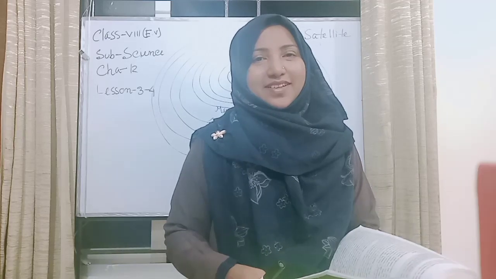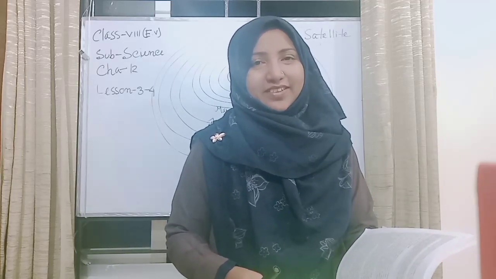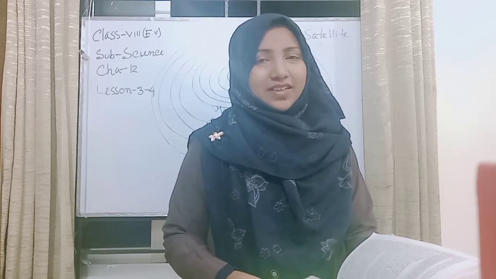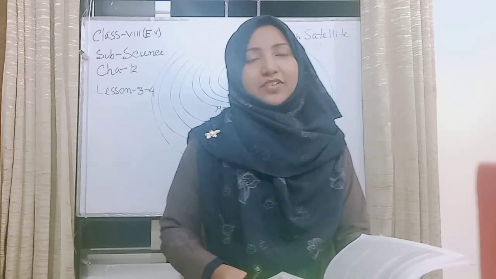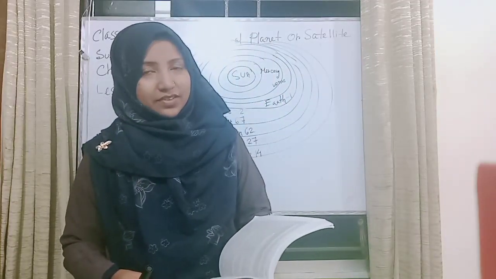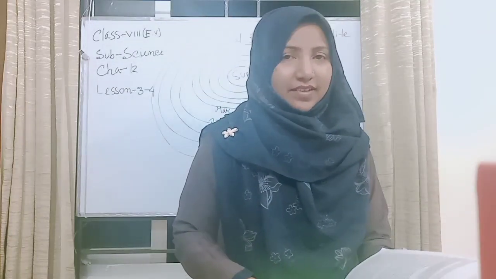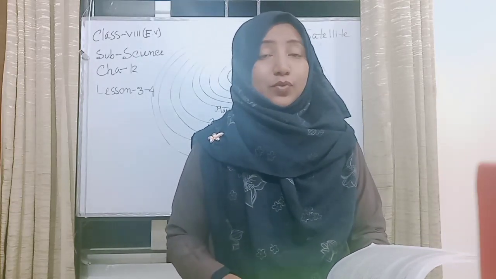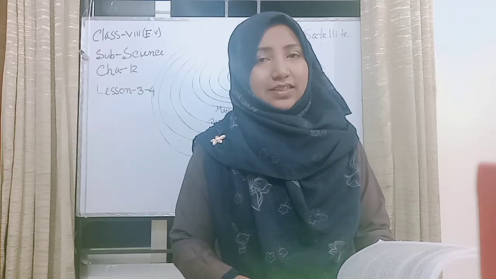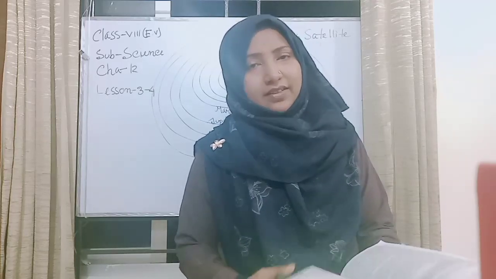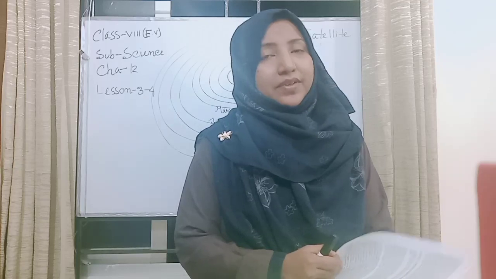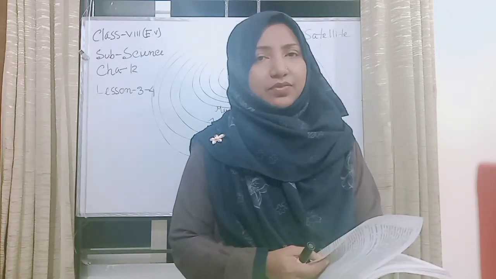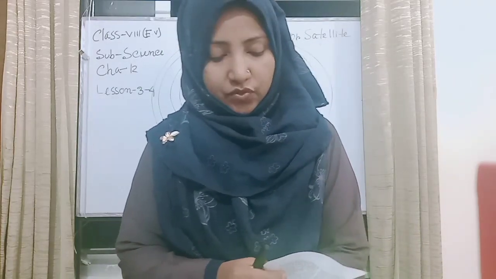In the previous class, we started our new topic. It's also an interesting topic. The topic's name is outer space and the satellites. Today I have selected two categories: one is the natural satellites and the other is the artificial satellites. The natural satellites are lesson 3 and the artificial satellites are lesson 4.